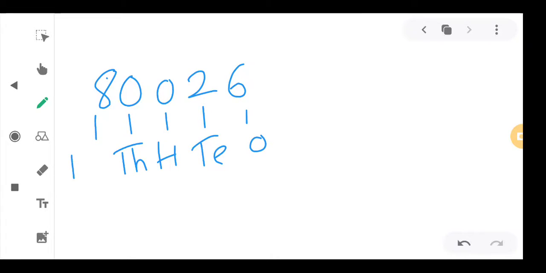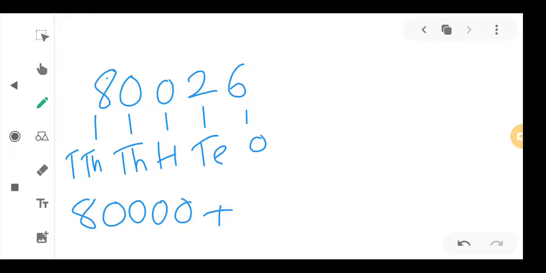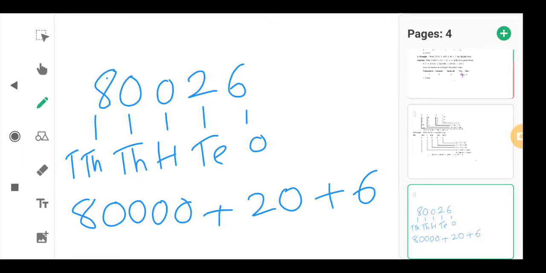thousands place, 10,000s place. So first of all 8, after 8 we have to write 4 zeros, 1 2 3 4. After that there is no need to write thousands place and hundreds place because those are zeros. Next 2, after 2 this is in tens place, so 1 zero. After that 6, this is ones place, so no 0. So this is the expanded form of 80,026. Okay.